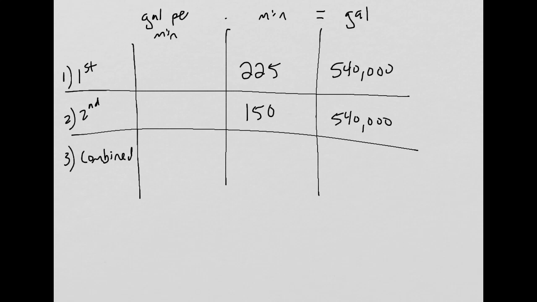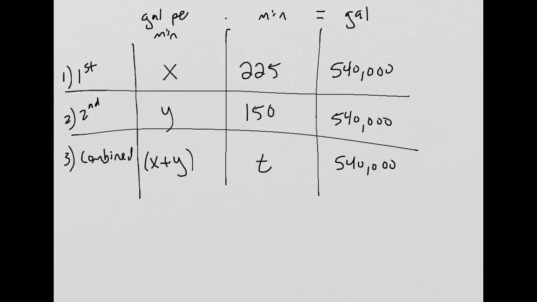So that really speaks about the combined row. We want to know how long it's going to take both pipes together to drain all 540,000 gallons. And since we don't know how much time that is, we're going to call that T. We don't know how fast the first pipe is draining water, so we'll call that X. Second pipe we'll call Y. That means their combined rate would be X plus Y.